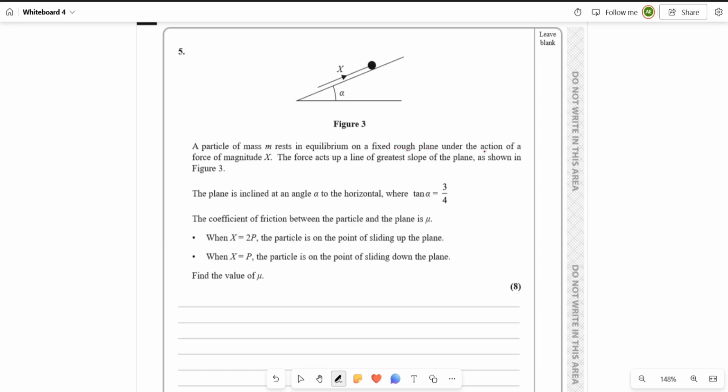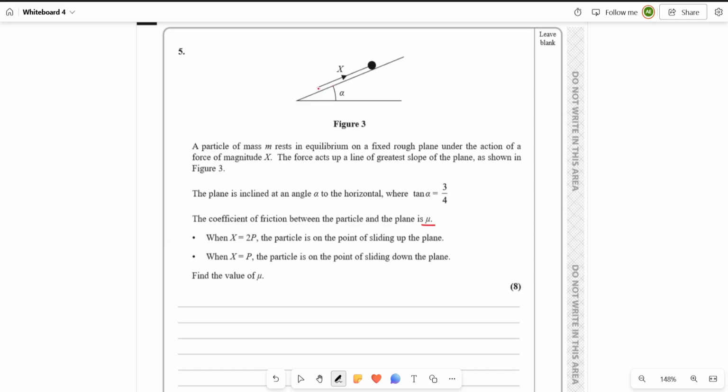So a rough plane, under the action of a force of magnitude X. The force acts up the line of greatest slope of the plane as shown. The plane is inclined at an angle alpha to the horizontal, where tan alpha equals 3 over 4. The coefficient of friction is mu. And it tells me when X equals 2P, the particle is on the point of sliding up the plane.